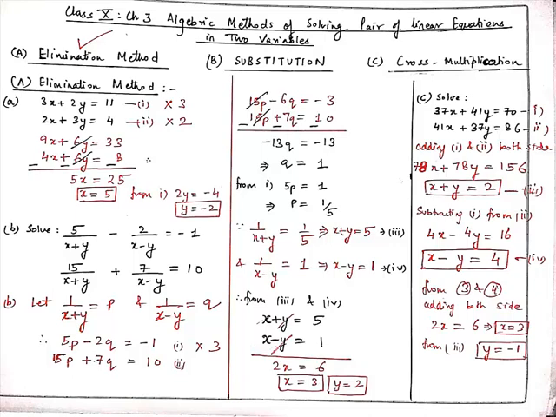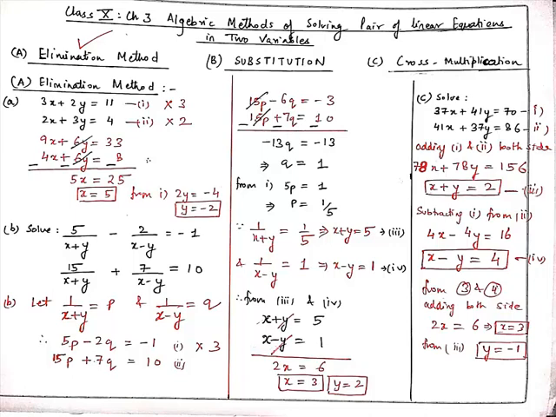So students, there are basically three methods to solve any pair of linear equations in two variables. First method is elimination method. Second method is substitution method. Third method is cross multiplication method. So today we will be learning what is elimination method and what is substitution method. So our first topic for today is elimination method.